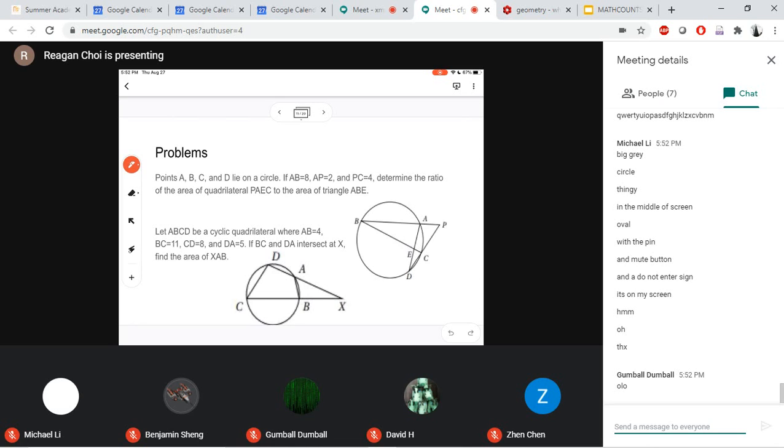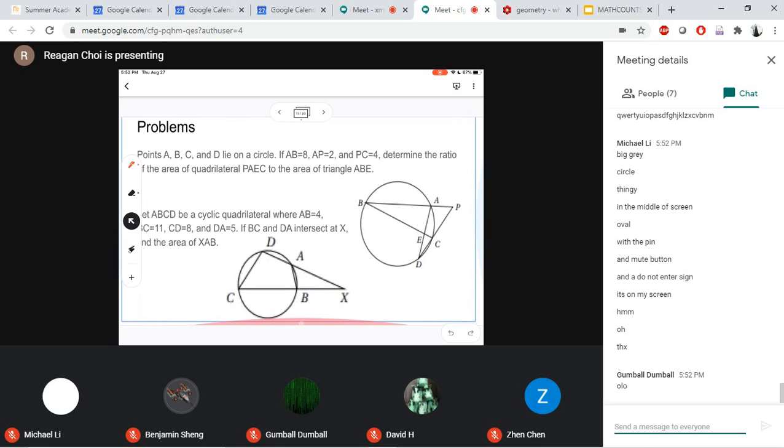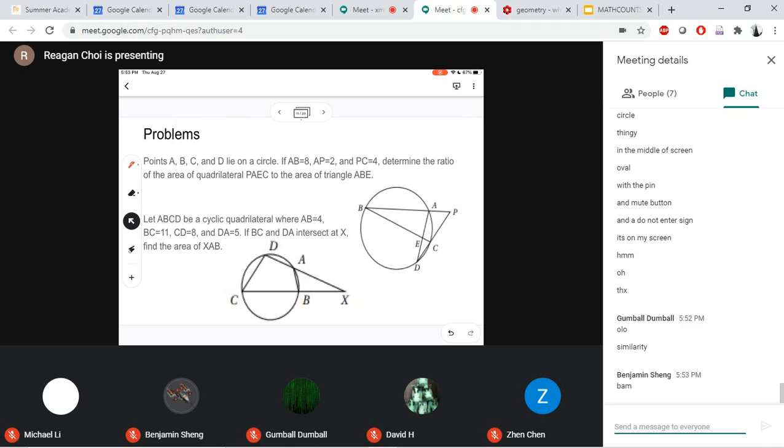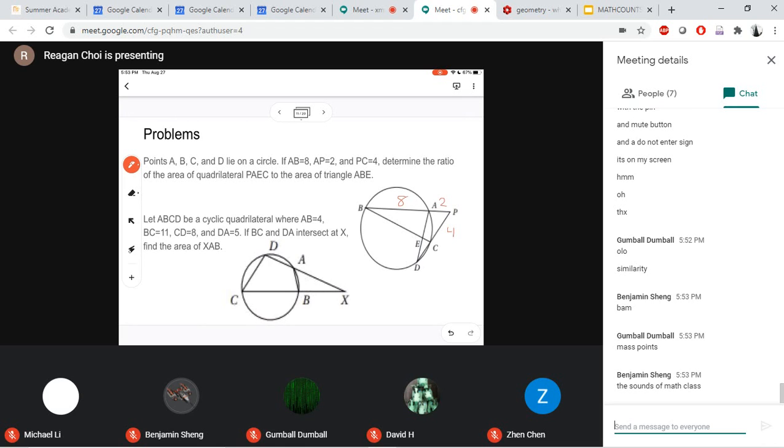Alright, okay, I guess I'll let you guys work on number 1 for a bit. Actually, I'll make this bigger. Bam. That's better. Actually, no, it's not. There we go. Similarity. Actually, I'll draw in the side lengths. AB is 8, AP is 2, PC is 4. Mass points.